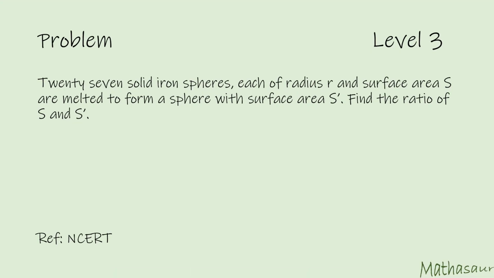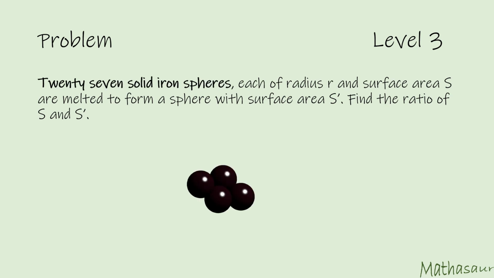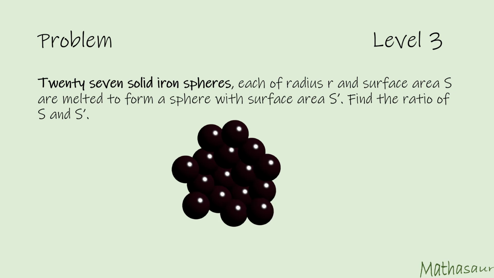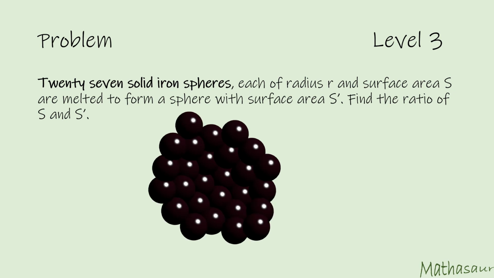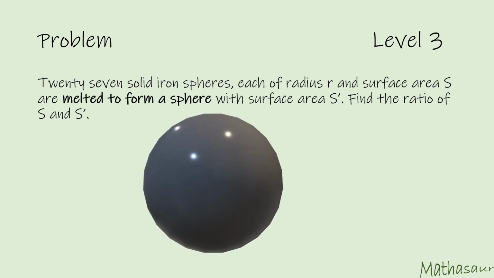Let us look at another problem. 27 solid iron spheres, each of radius r and surface area s, are melted to form a sphere with surface area s dash. Find the ratio of s and s dash. So we have 27 iron spheres. And we are melting it to form one big sphere.